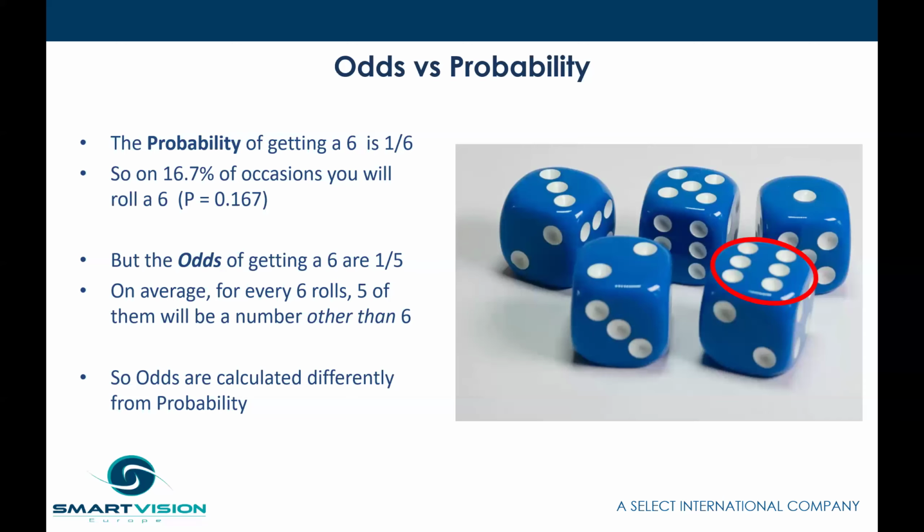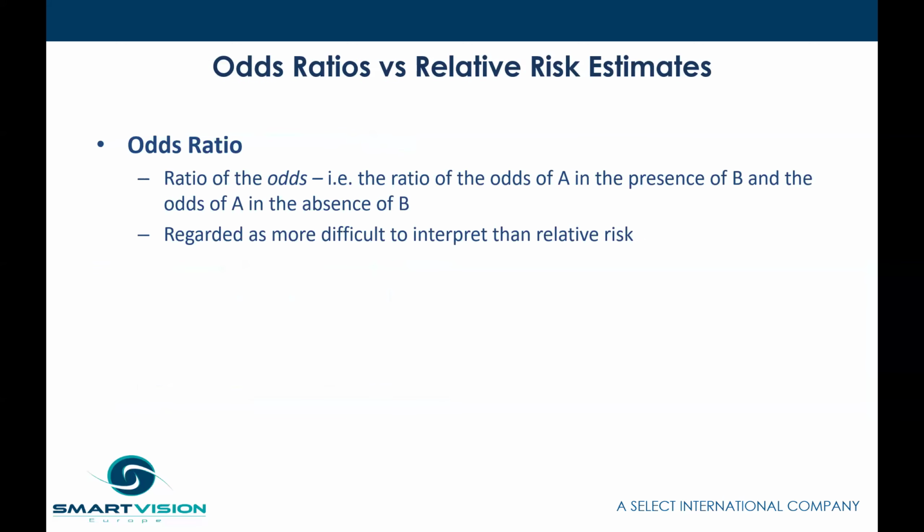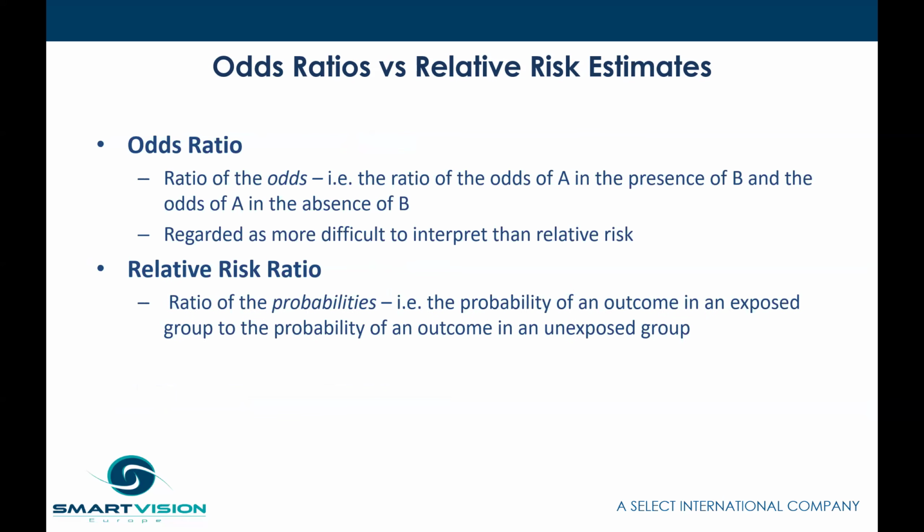Now, with an odds ratio, what we're doing is calculating the ratio of the odds of A in the presence of B and the odds of A in the absence of B. And it's regarded as more difficult to interpret than relative risk because, of course, most people don't think in terms of odds. Most people tend to think in terms of percentages, which is more akin to probability. So relative risk ratios are the ratio of the probabilities, i.e., the probability of an outcome in an exposed group to the probability of an outcome in an unexposed group.